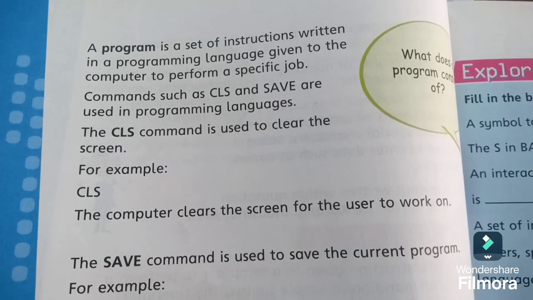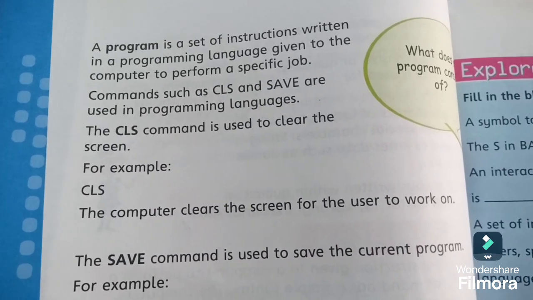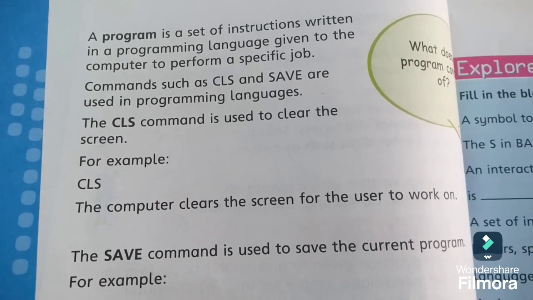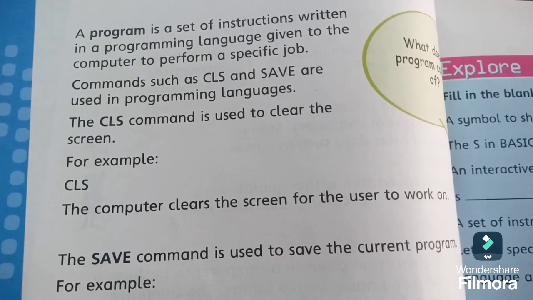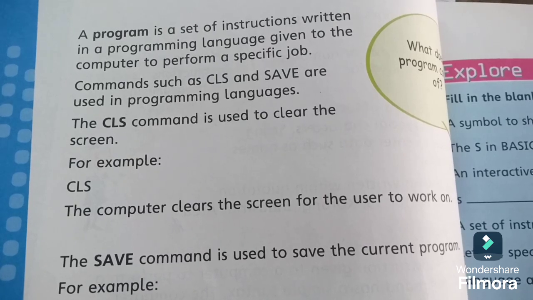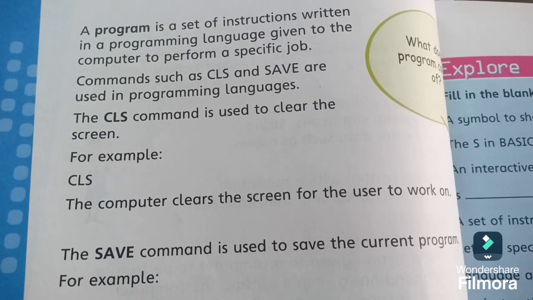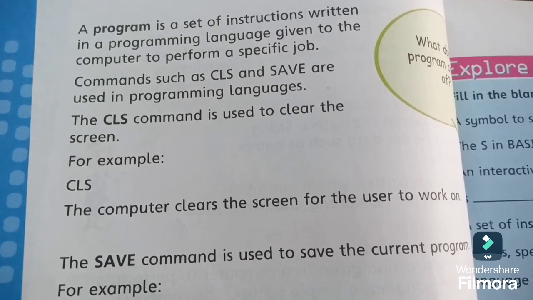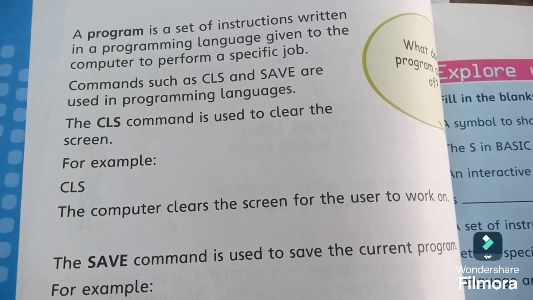Now students, come to page number 30, and who will read? Okay, Aruj, start reading. What is a program? A program is a set of instructions written in a programming language given to the computer to perform a specific job. Okay, commands such as CLS and save are used in programming languages. The CLS command is used to clear the screen. For example, CLS. The computer clears the screen for the user to work on.